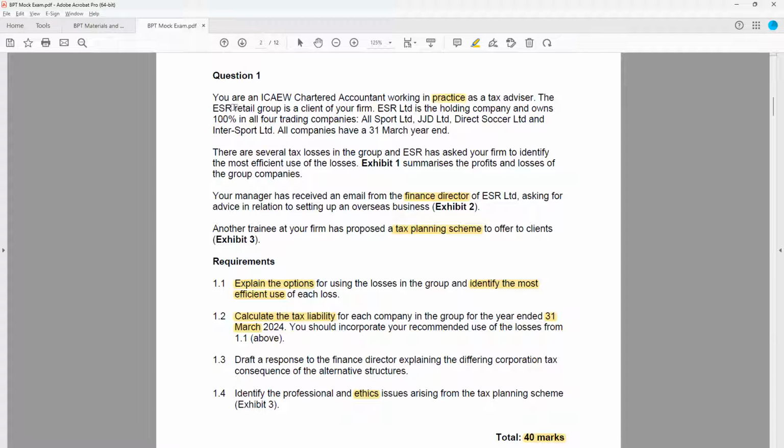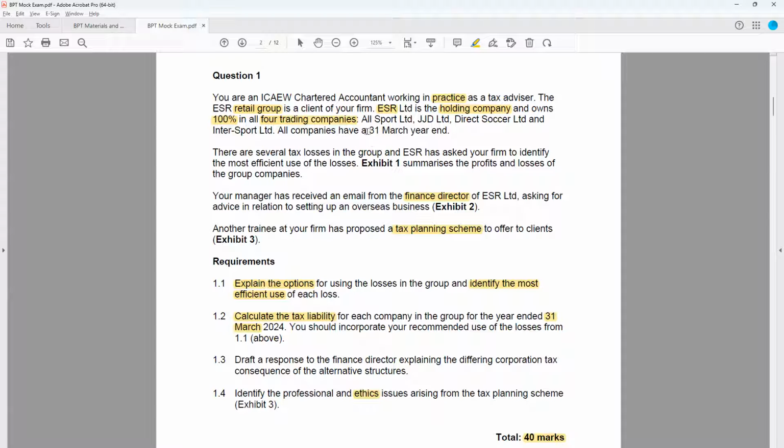So the ESR retail group, so they're retailers. So that sounds like it's a trading business. So it's a client of your firm. ESR is a holding company. So ESR is like a parent company of the group, the holding company, and owns 100% in all four trading companies. So there are four trading companies: All Sport, JJD, Direct Soccer, and Intersport.